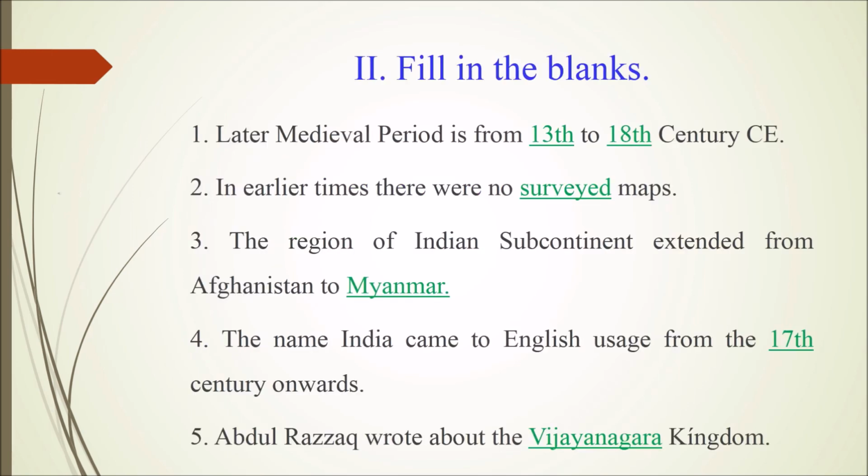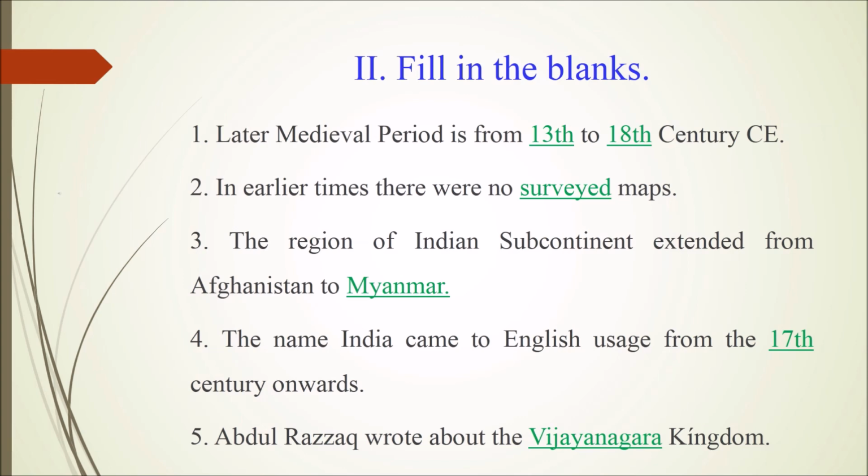Roman letter 2, fill in the blanks. Question number 1. Later medieval period is from dash to dash century CE. So the answer is 13th to 18th century CE. Second question. In earlier times there were no dash maps. So the answer is survived maps.